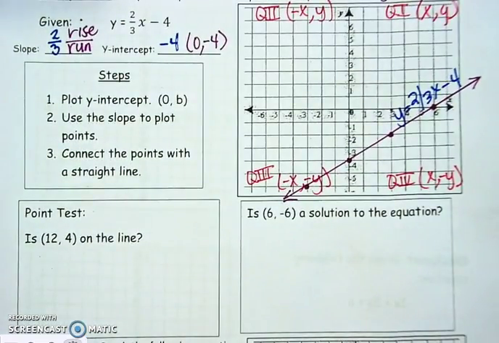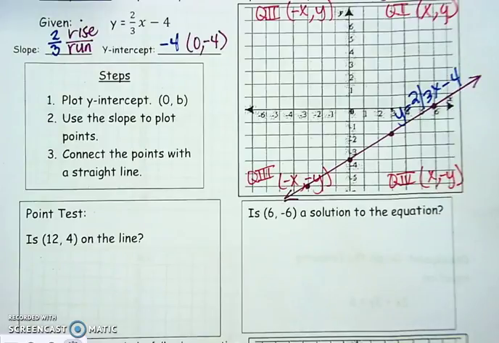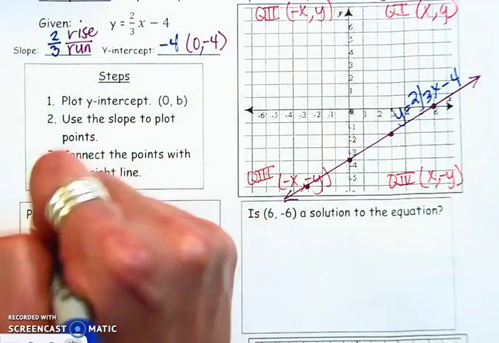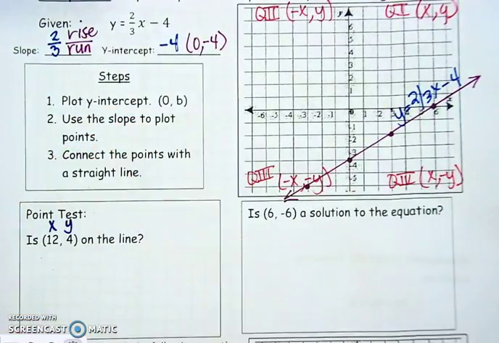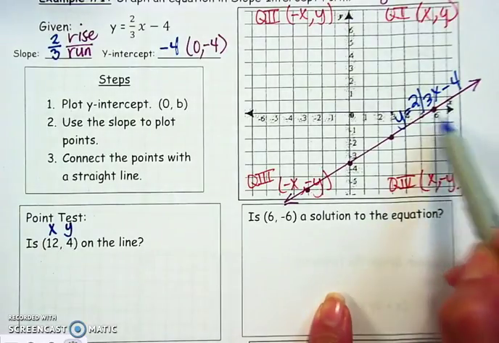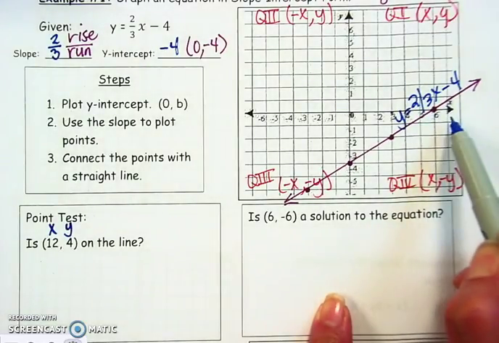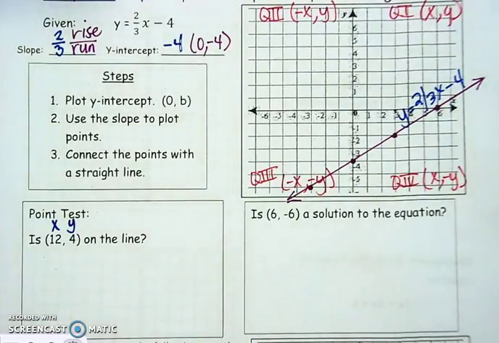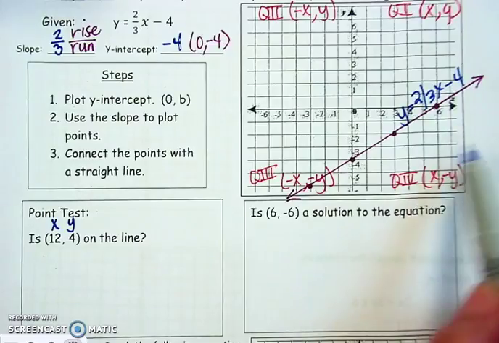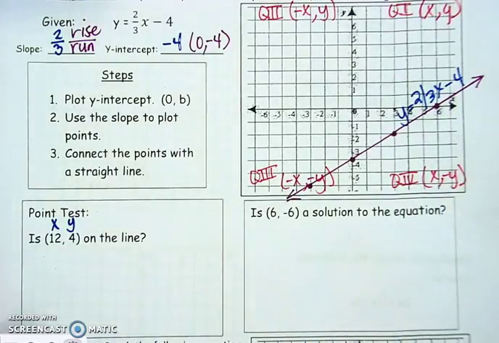If we move down on the notes, notice that they ask a question. They want to know, is the point (12, 4) on the line? So if we look at this point, we know that 12 is our x and 4 is our y. If we look at our graph, we notice that our graph only goes out to 6. Another way to determine whether or not a point is on a line, if you cannot find it on the graph, is to plug it into the equation.